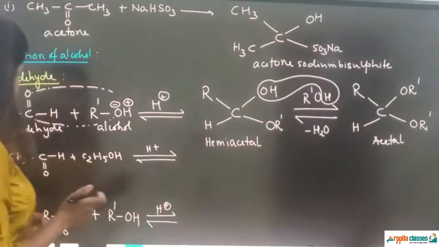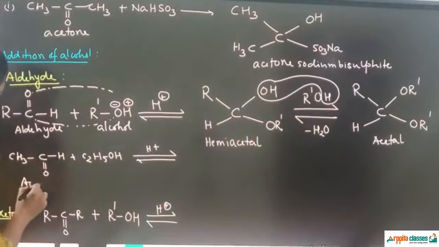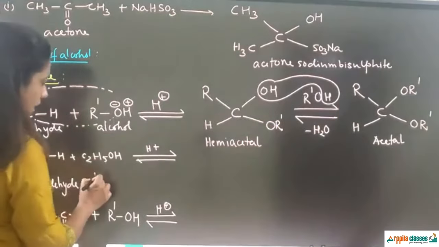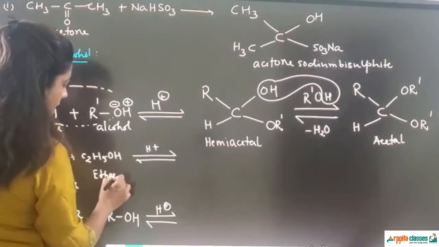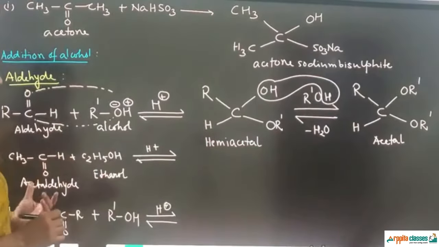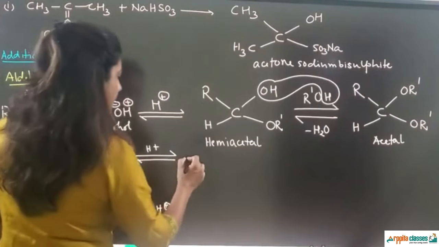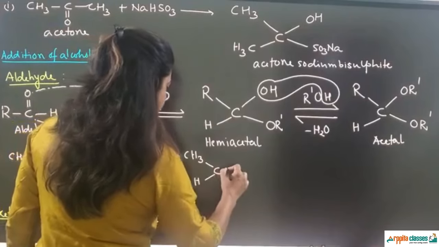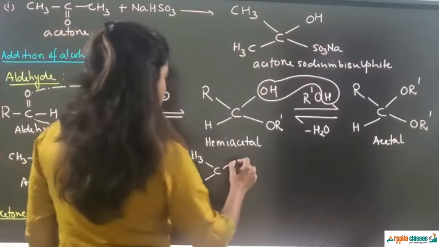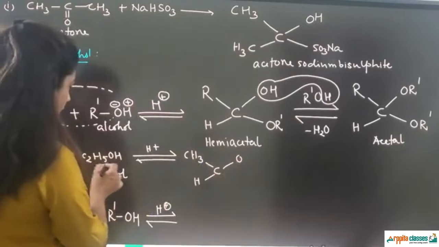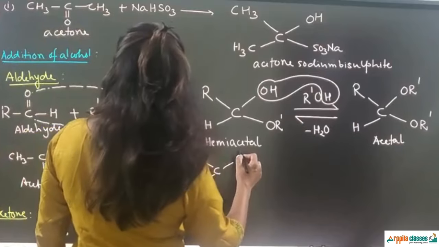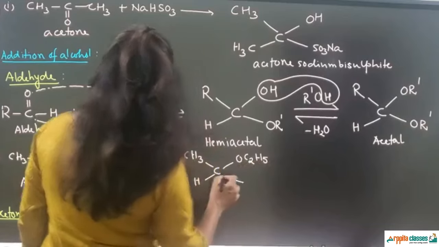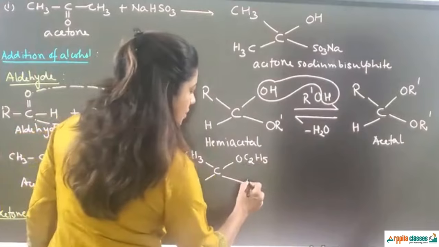Let's take a particular example. This is your acetaldehyde reacting with ethanol. You can see this is an alcohol of 2 carbon atoms, so ethanol. Initially what will happen, I am writing the undisturbed bond for CH3C and this is hydrogen. Now one side it will be O and along with O it will be OC2H5, and the other side it will be OH.